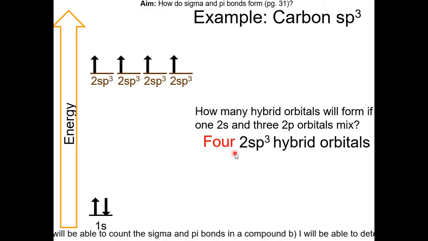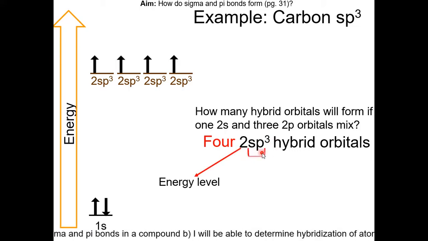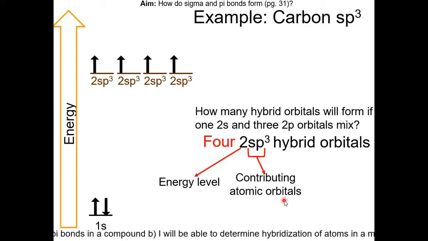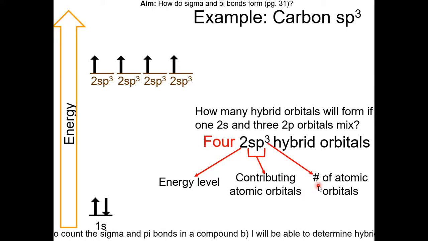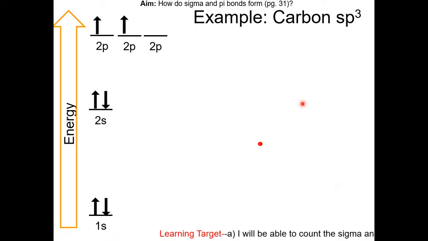Let's analyze the 2sp3 notation. The 2 tells you the energy level, the sp tells you the contributing atomic orbitals, and the 3 tells you how many. So there were 3 p orbitals and 1 s orbital mixed together to form the hybrid orbitals. Now let's look at pictures of carbon before and after hybridization.